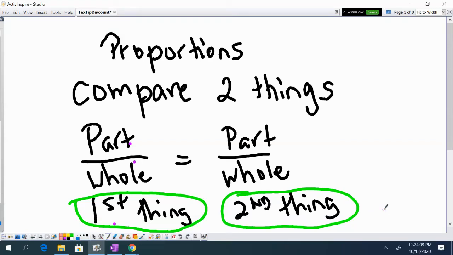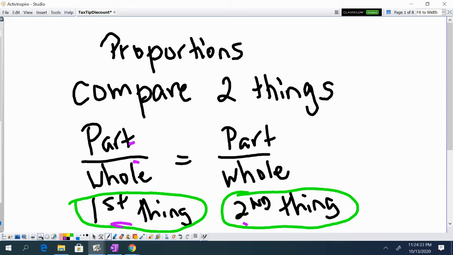Real life math. We're doing tax, tips, and discounts, and we're going to use proportions to solve it. When we do proportions, we compare two things, the part and the whole. So this would be the part and whole. The first thing we'd be comparing would equal the part and whole of the second thing. And we're going to use that butterfly multiplying to figure out the answer.